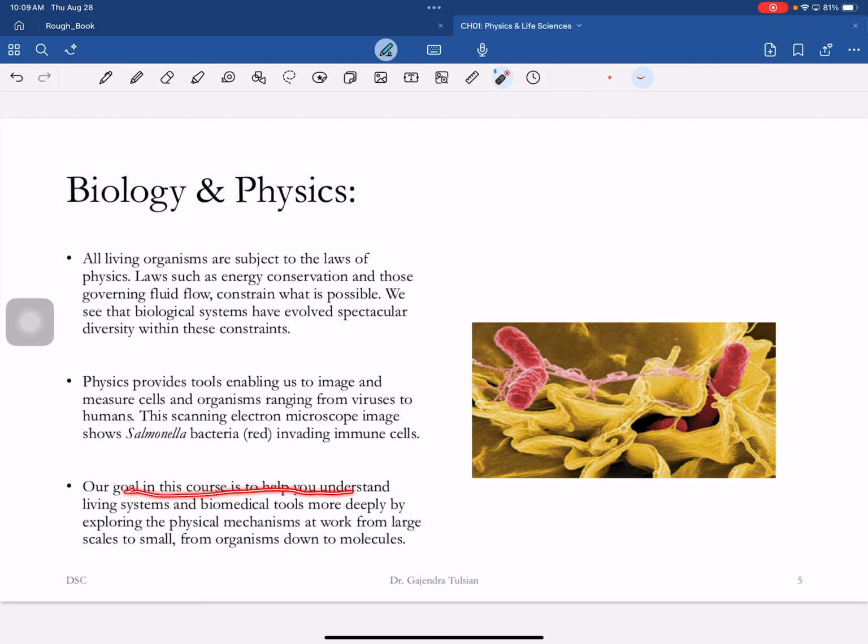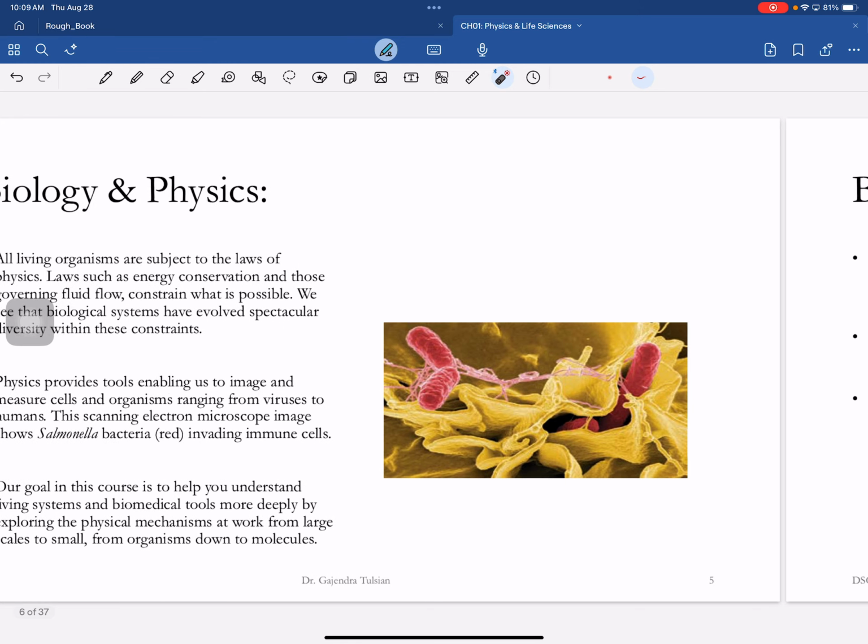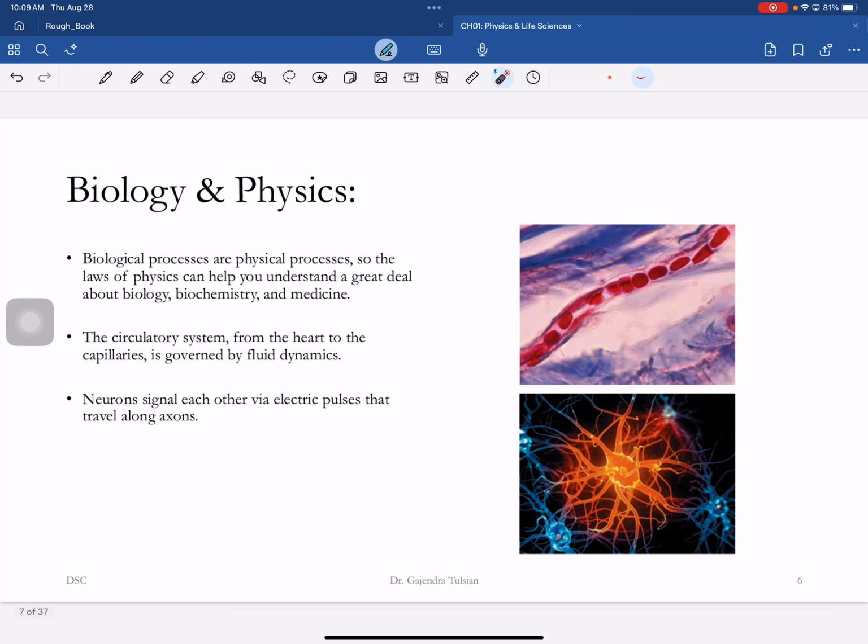So our goal in this course is to help you understand living systems and biomedical tools more deeply. All right, so here's another interesting thing. What is this? It's like a blood vessel. Yeah, it's a blood vessel, and those are your red blood cells. So that's a capillary. Like I said, we are interested in knowing why everything is the way it is. It seems like the diameter of the capillary is just letting one red blood cell go at a time.